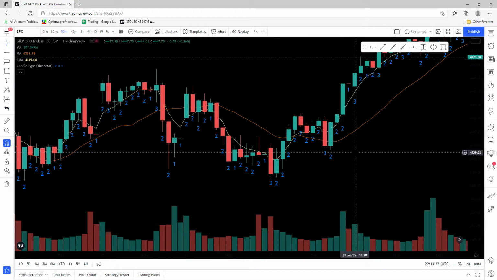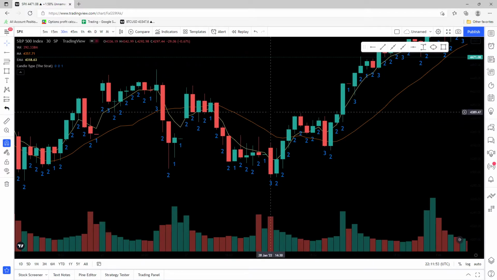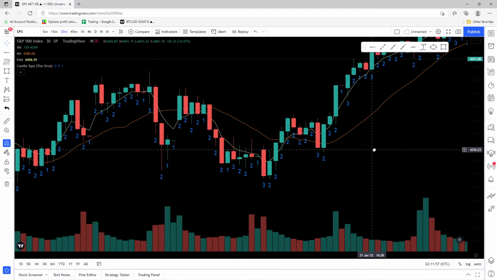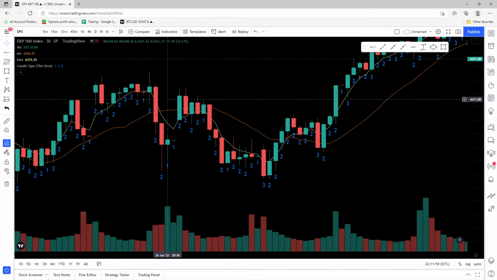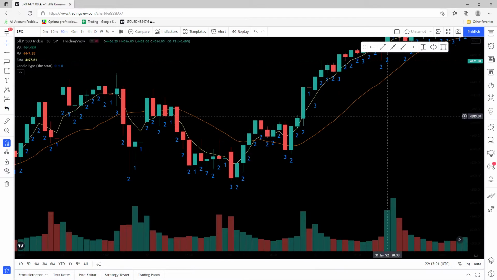Alright. So that's the 2-1-2. That one's probably the easiest one, I'd say. I end up playing that one a lot. 2-1-2 is really easy to play. You get an inside one and you wait for the next one to break the high or the low, and then price target's right there at the wicks. So that's your 2-1-2.